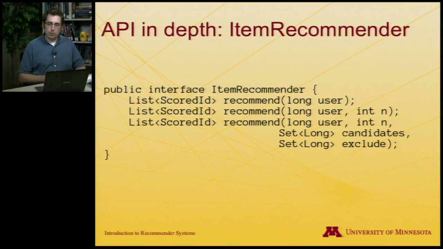And the recommender is supposed to return n or up to n recommendations from the candidate set that are not in the exclude set. And this allows the client application to have a lot of control over what items might be recommended.